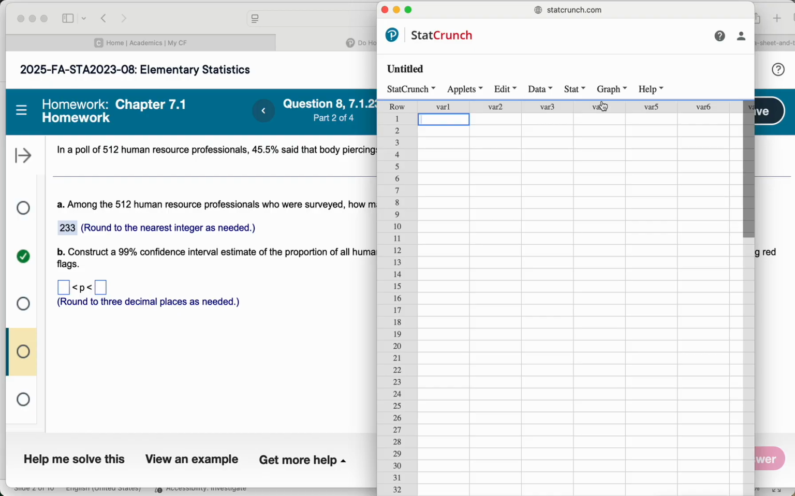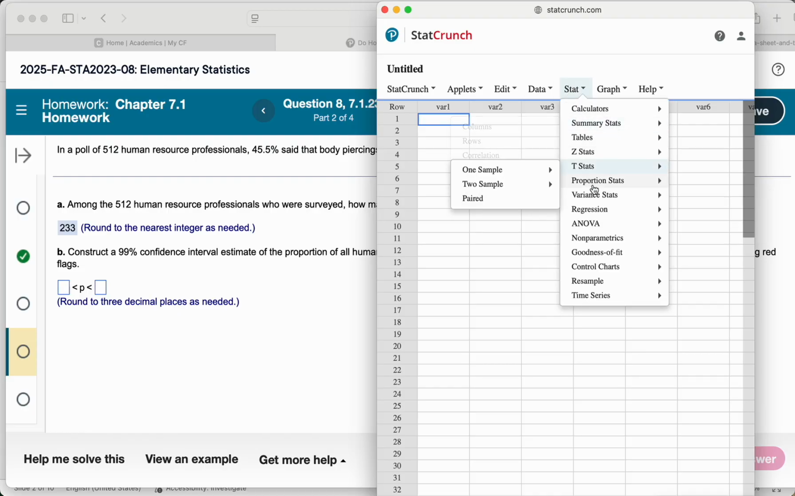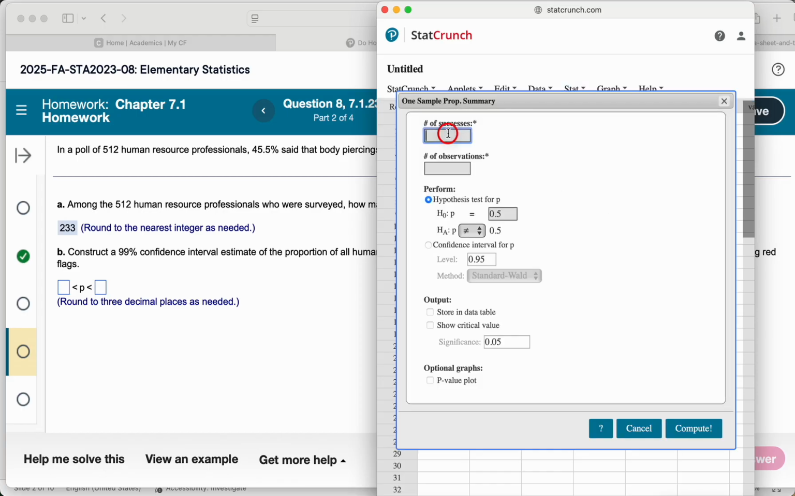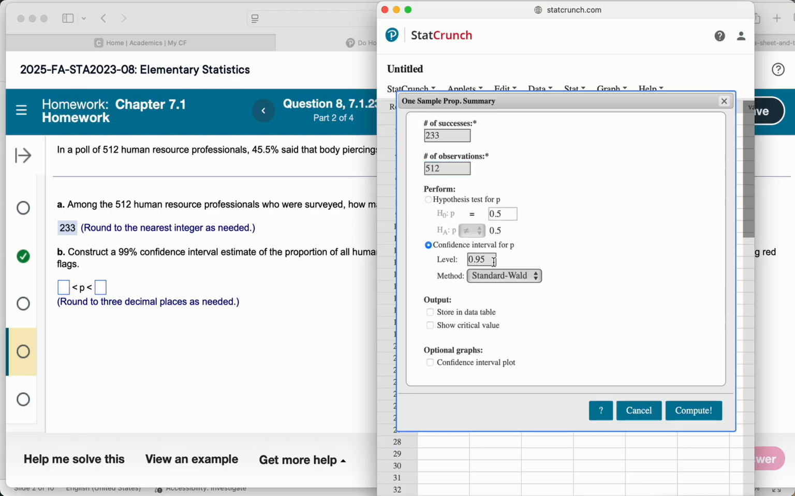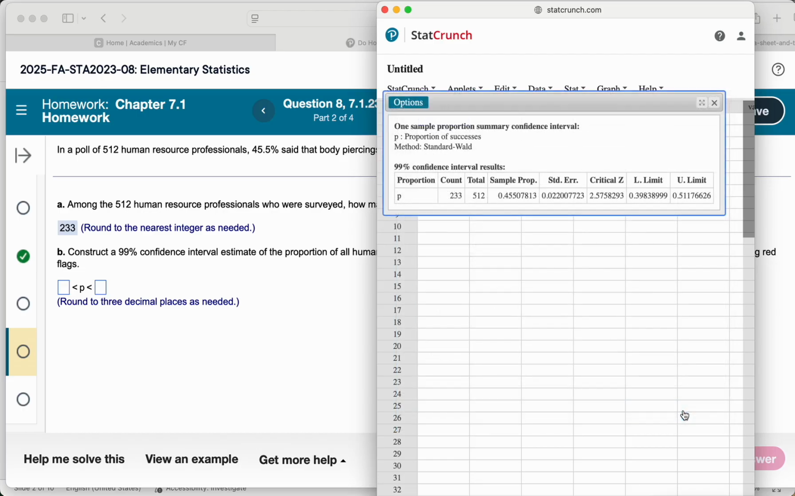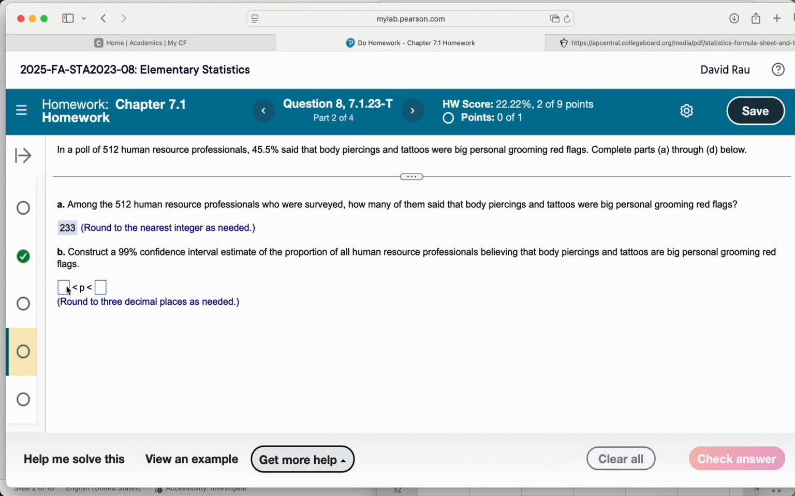Like I said, professional window shufflers. All right, let's find our interval. So proportion stats with summary. Number of successes I just figured out was 233 out of 512. I'm doing a confidence interval, and they wanted 99% confidence. Show my critical value. And right there, I already have my lower limit and upper limit, so 0.398 and 0.512.